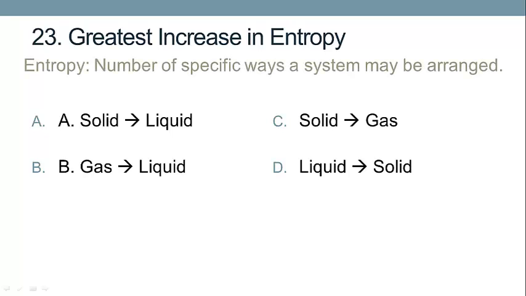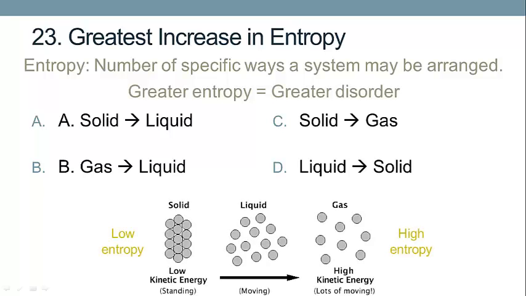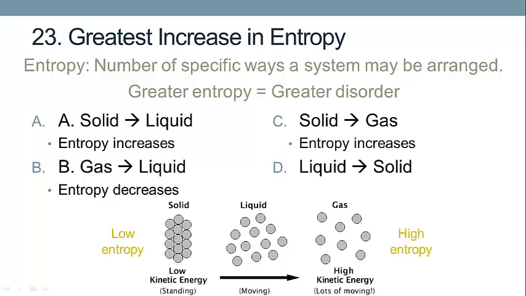Entropy is the number of specific ways a system can be arranged. So which of these is going to have the greatest increase in entropy? If I go from a solid to a liquid, this is going to be an increase. So we go from low entropy solid to high entropy gas or liquid. A gas to liquid is going in the opposite direction, so that's a decrease in entropy. Solid to gas would be an increase, and liquid to solid would be a decrease.